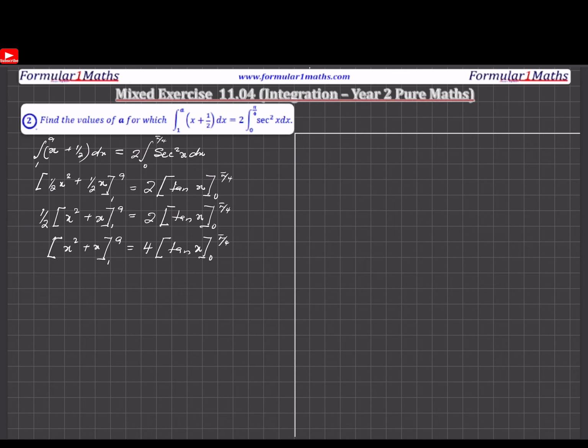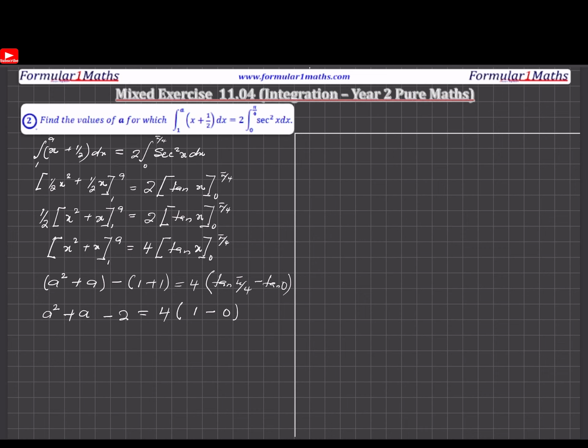I can now do my substitution to get the following. a squared plus a, all of that minus 1 plus 1. So I put 1 here, I get 1, and I put 1 here, I get 1. That is equal to 4 brackets tan pi on 4 minus tan 0. Then if I evaluate this, I'm going to get a squared plus a minus 2 is equal to 4 brackets. Tan pi over 4 is 1 and tan 0 is 0.